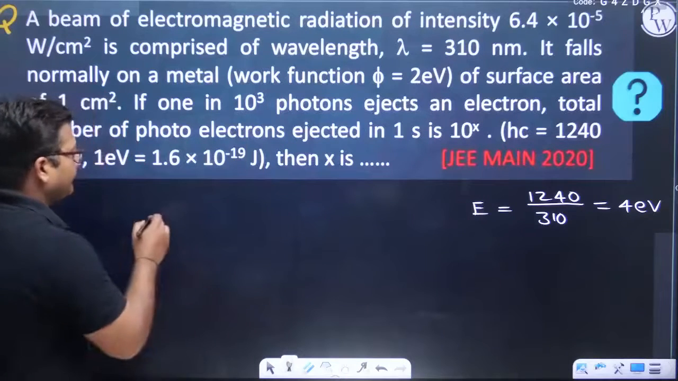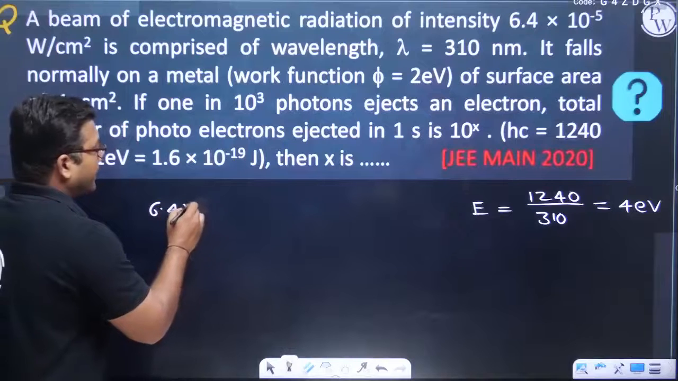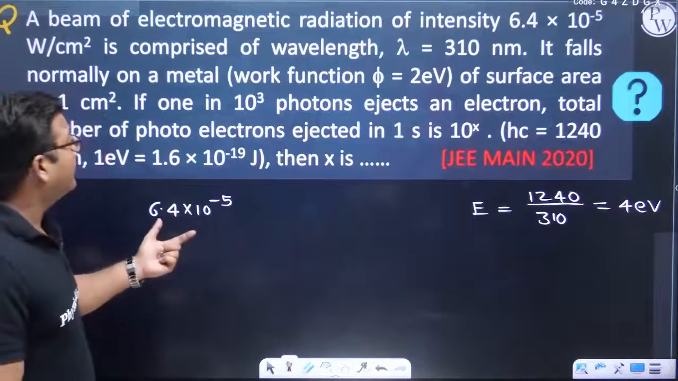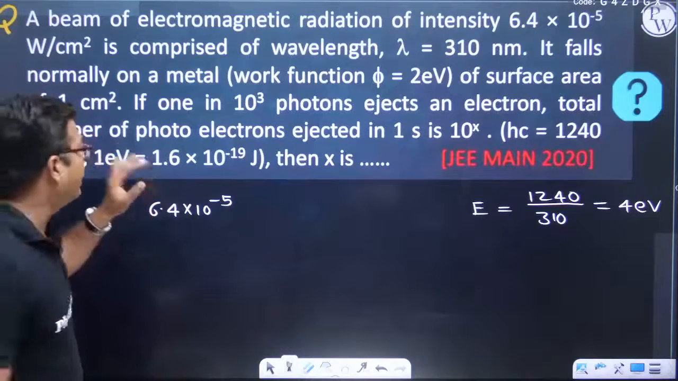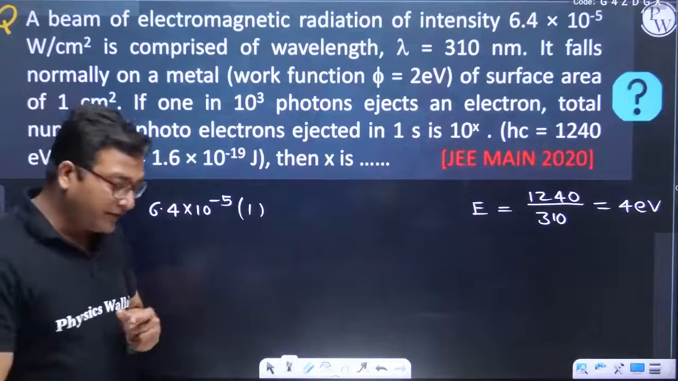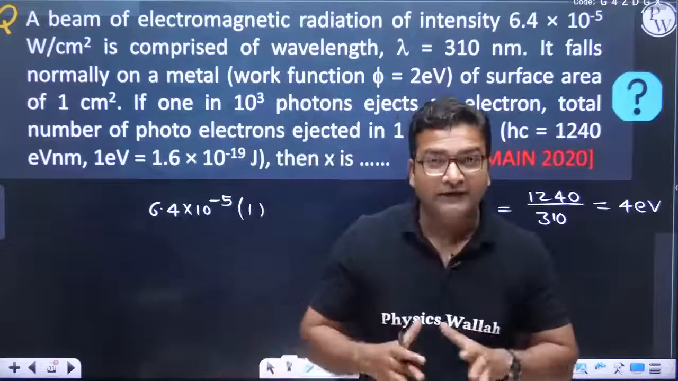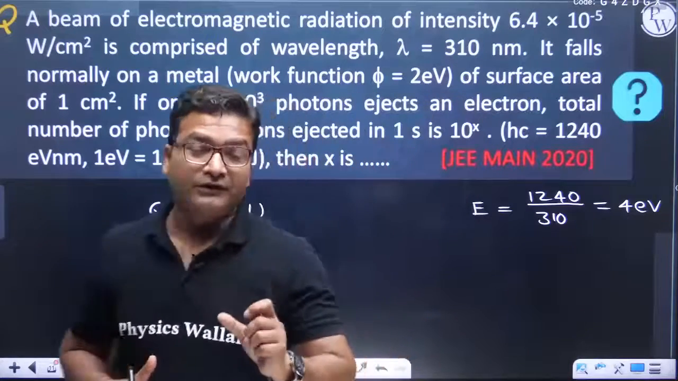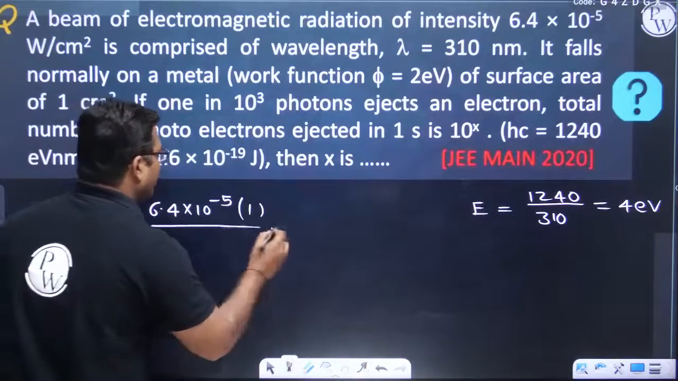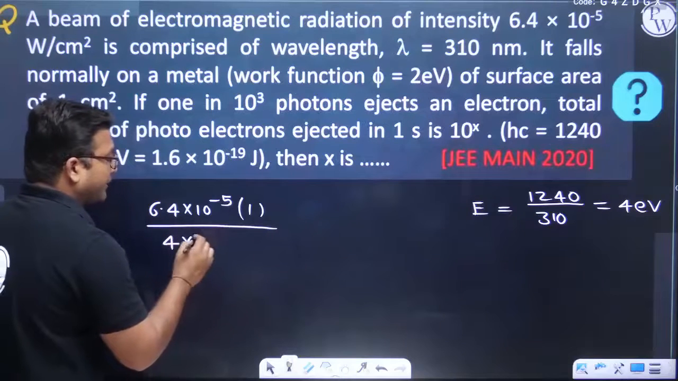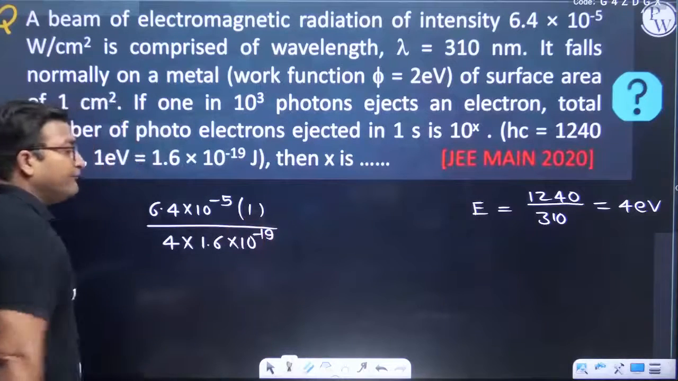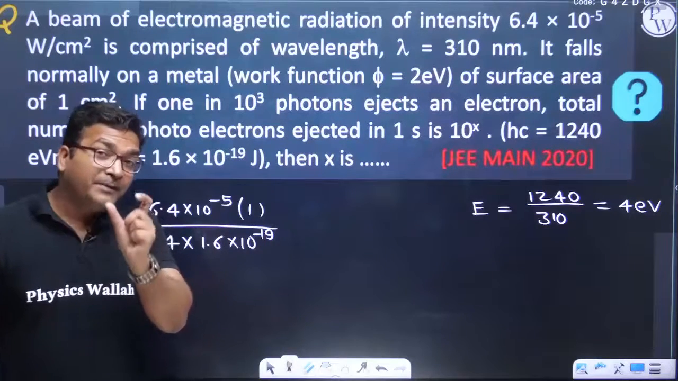So the intensity is 6.4 times 10 to the power minus 5. As this intensity is per centimeter square, you multiply it by the area of the plate, 1 centimeter square, and this gives you the energy falling per second. Divide the energy falling per second by the energy of 1 photon, which is 4 electron volt, so 4 electron volt multiplied by the electronic charge, 1.6 times 10 to the power minus 19, and it gives you the number of photons falling per second.